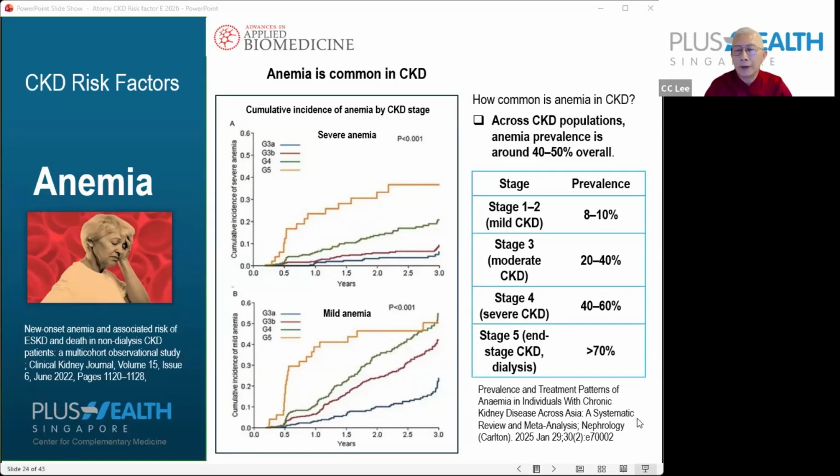So what are the prevalence rates? You can see from here, stage 1 to 2, mild CKD, the prevalence rate of anemia is about 10%. Now, stage 3 is already 20 to 40%, which means that on average, about 30% of CKD patients will suffer some form of anemia. And in stage 4, almost 50% of patients will suffer from it. And in the later stage, very often, most patients will suffer some form of severe anemia.